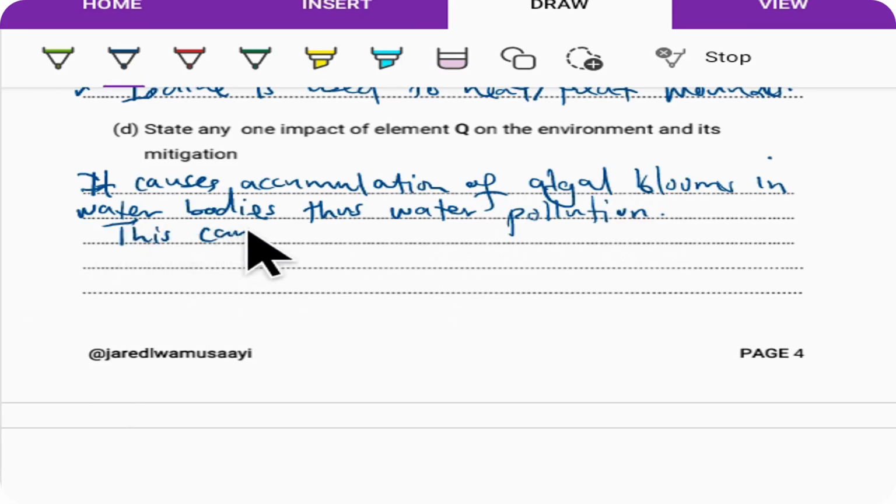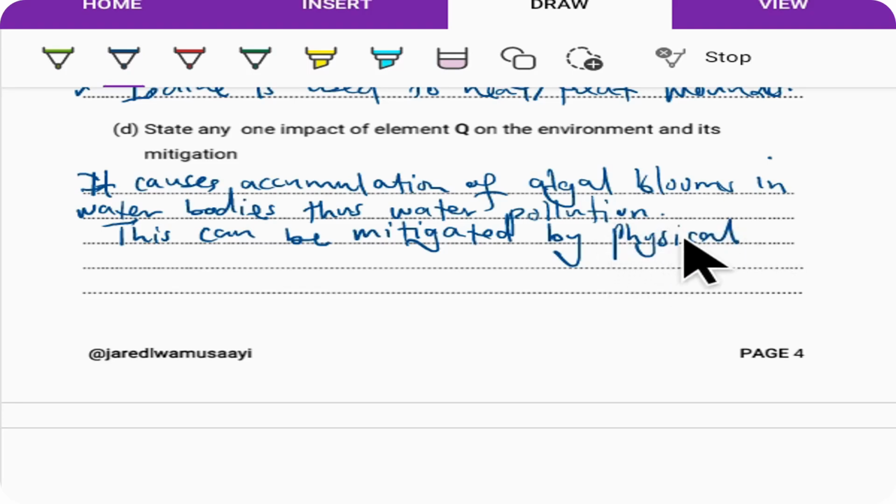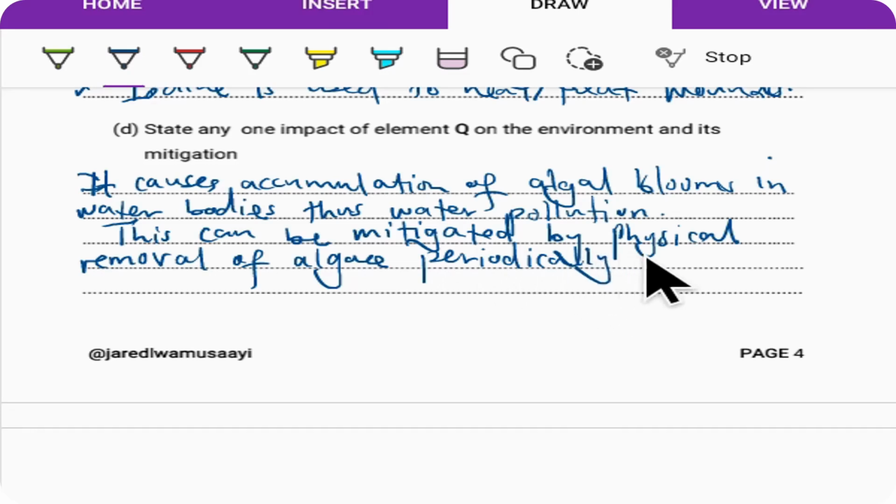This can be mitigated by physical removal of algae periodically from water bodies.